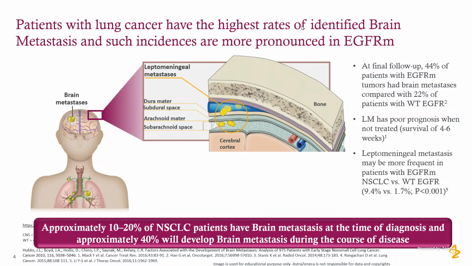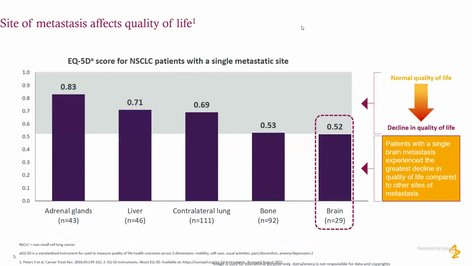They even have a higher tendency to leptomeningeal spread, which has a very dismal outcome, measured only in several weeks, 4 to 6 weeks. And leptomeningeal metastasis is approximately 10% in non-small cell lung carcinoma.